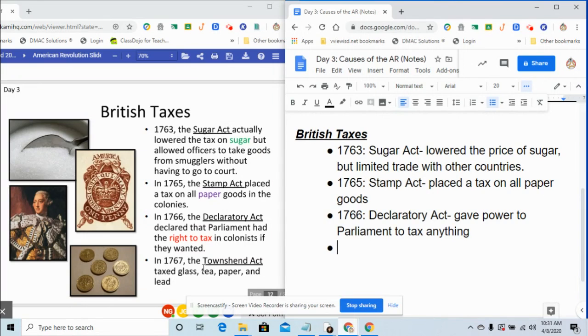Okay, and then 1767, you finally have the Townshend Acts. Because they're able to pass a tax on basically anything they want to, they say, okay, let's extend our powers a bit. So the Townshend Acts, you see a lot of taxes on glass, tea, paper, and lead, which today we might think, that doesn't seem like something significant that we would buy every day. But back then, they would use glass, tea, paper, and lead all the time. So it was a constant tax that they were having to endure.